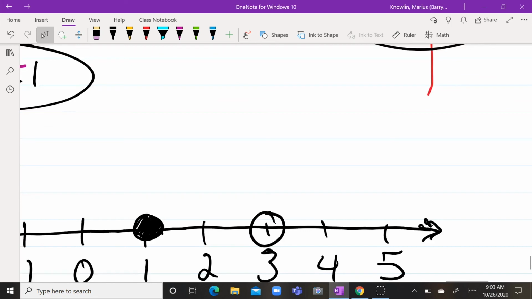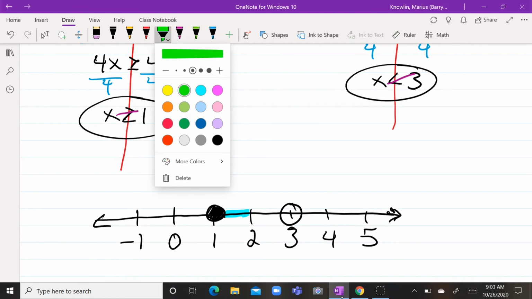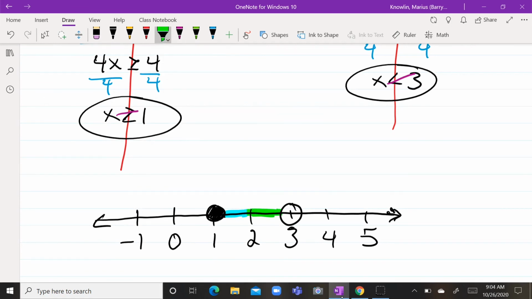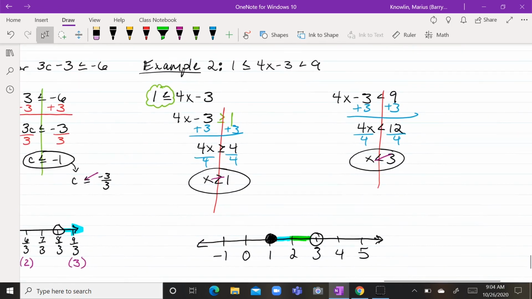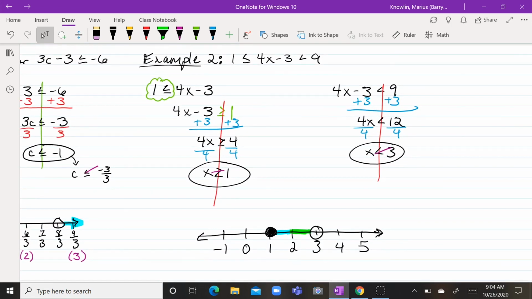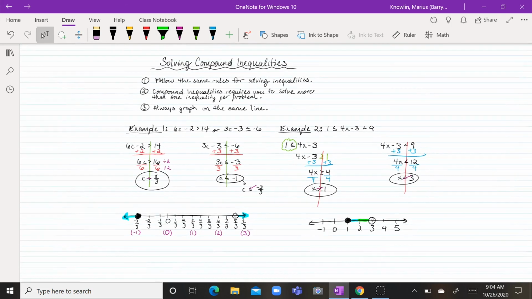Alright, let's get that zoomed out. So back to what I was saying, the positive 1 is going to go this way, the positive 3 is coming back this way. So the solution, this is how you would graph these two here. They're going to overlap, and we would just graph the overlap. The solution is between both of those numbers, including 1 but not including 3. Alright, and that is how you graph and solve compound inequalities.